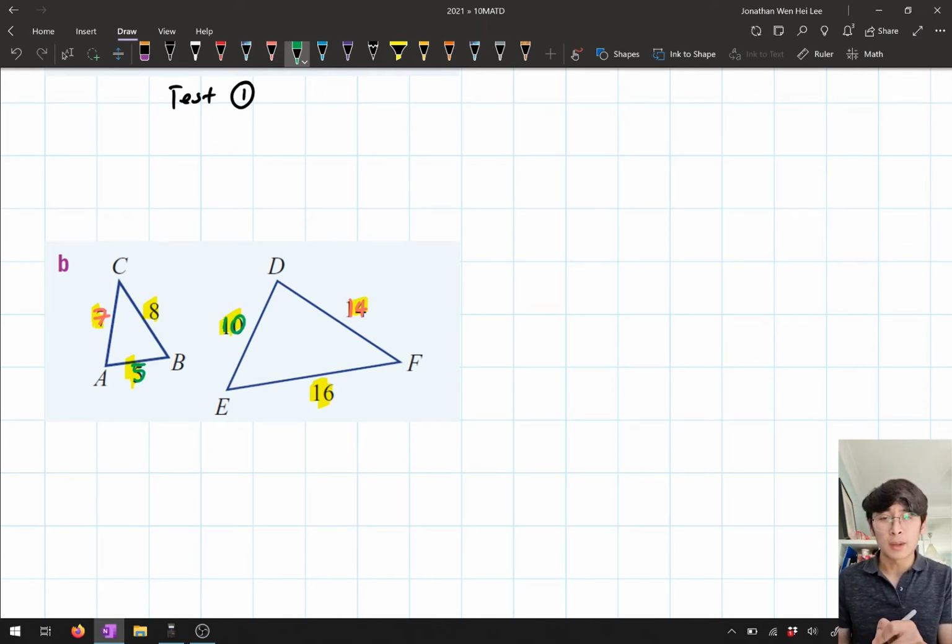And so in order for me to get from my first triangle, I need to multiply by 2 to get to the second triangle. So for the side lengths at least. And so we can actually check that with the last one. Well, 8 times 2, that gives me 16. And so here we've got 3 pairs of matching sides which are in the same proportion.